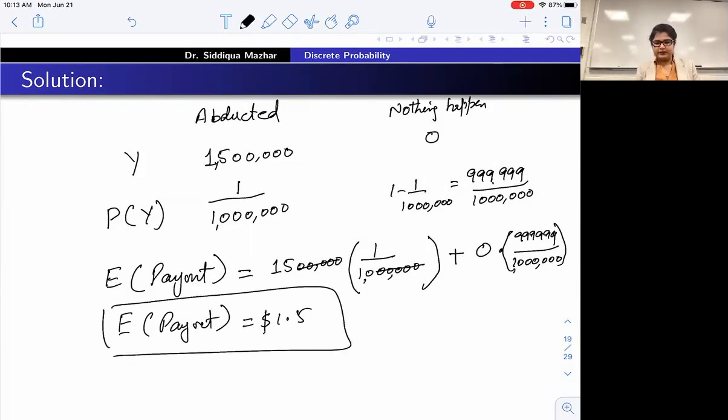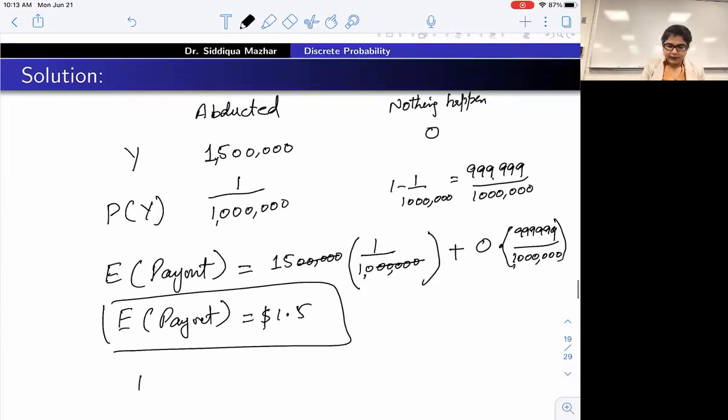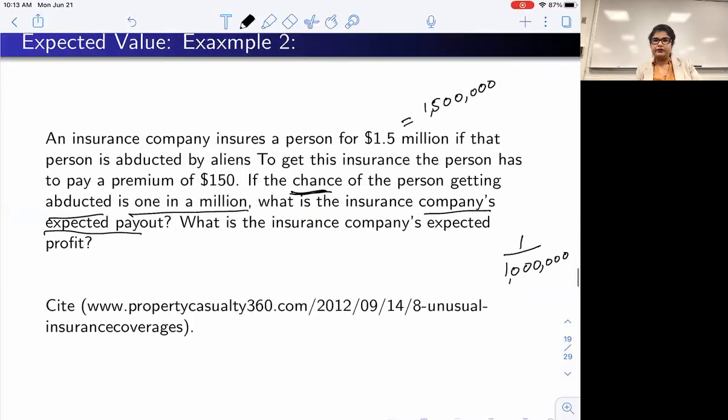So what will be the profit? It means they are paying on average. It's not that every customer or every person is going to get $1.5. Because they have a lot of customers, whether something goes wrong or nothing goes wrong, on average they are going to pay $1.5 on each person. So the profit will be the expected profit for the company, how much money they are going to get from each customer, which is how much?